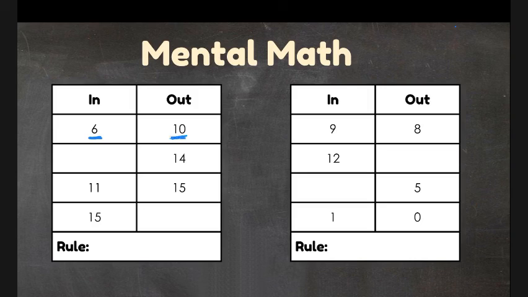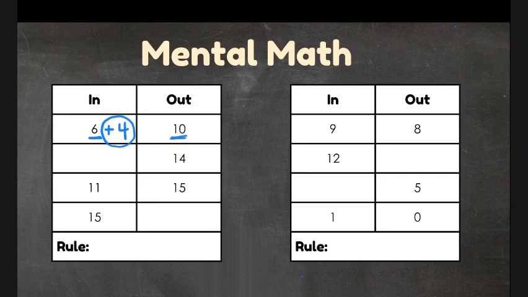Well, I know it's getting bigger, so there's probably going to be addition used. So I have to think about 6 plus what would equal 10. Let's go ahead and count out. If I start at 6, 7, 8, 9, 10, I know that I would add 4 in order to get 10. So my hypothesis, my guess, is that the rule, what this machine does, is it probably adds 4. But I need to check that and make sure that's true.